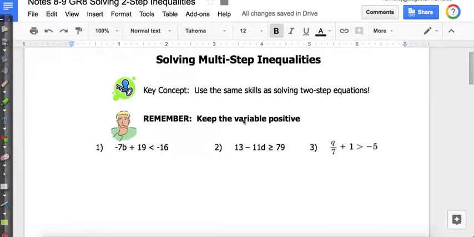So what we're going to do is solve the problem, and when we get down to the last step, we're going to make the variable positive if we need to. Okay, so let's look at number 1.